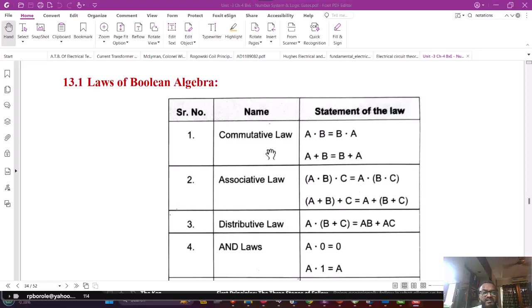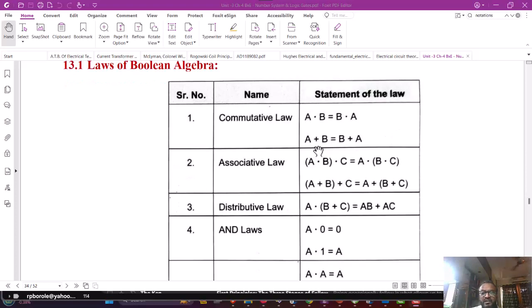The first law is the commutative law. That is, A dot B is equal to B dot A. It means you can change the variable sequence, and there will be no effect on the ANDing operation. Dot operation is also called the AND operation. Here, A or B is equal to B or A. The plus sign indicates the OR operation here. So the variable sequence doesn't affect the operation. That is the commutative law.